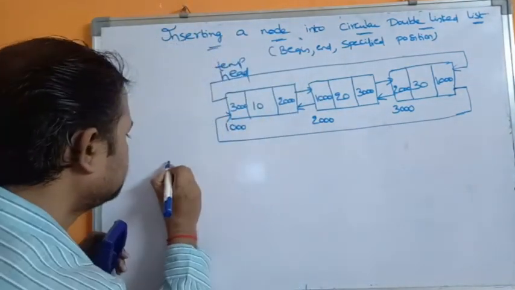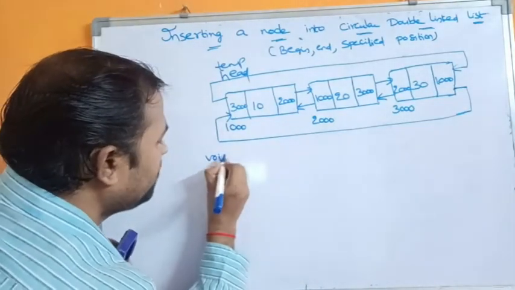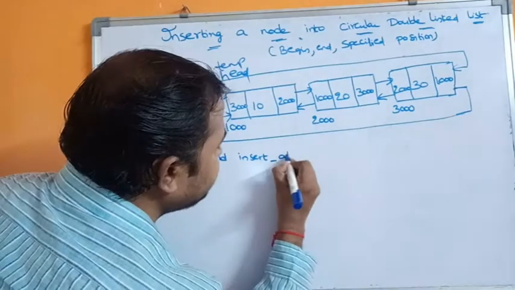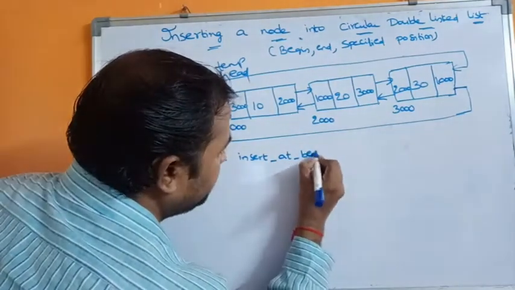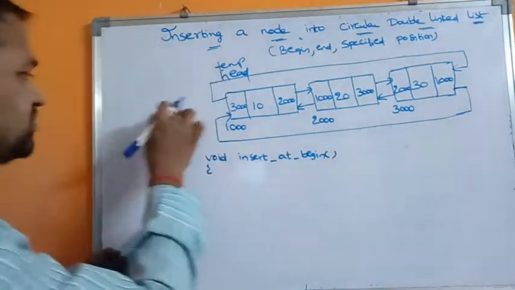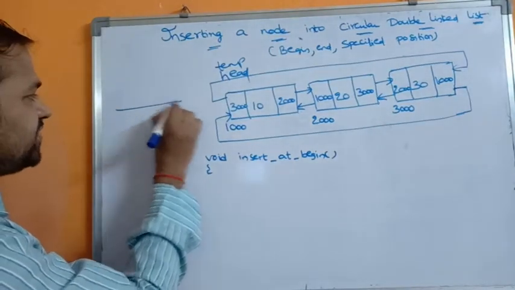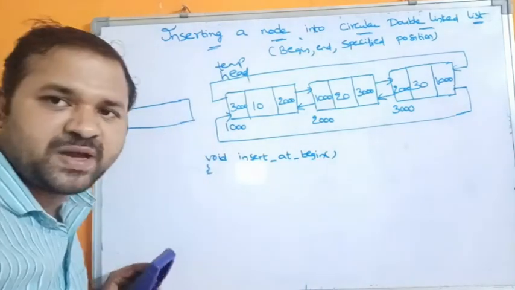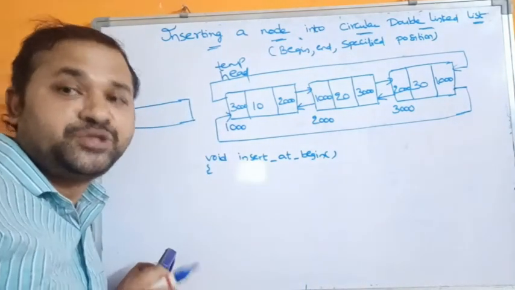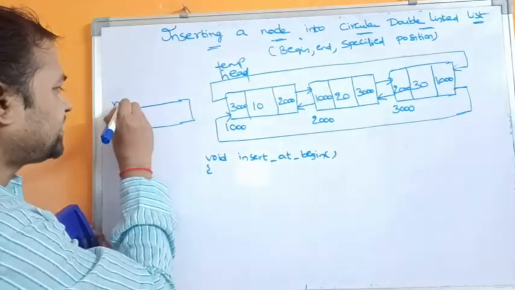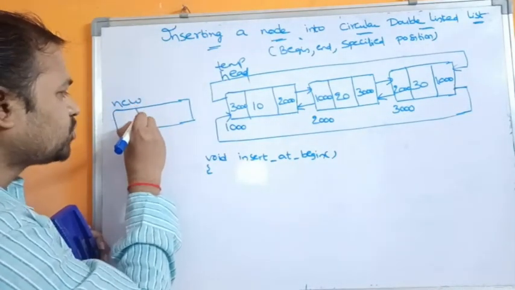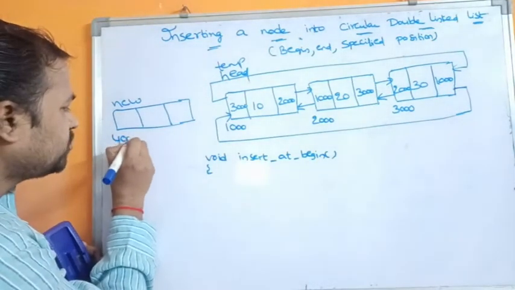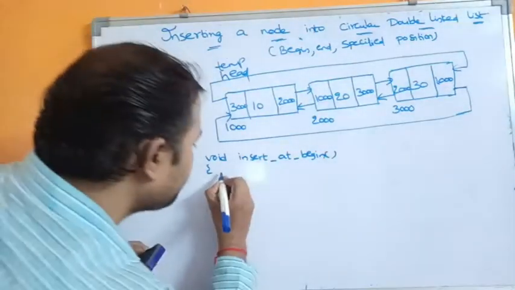So void, let name of the function is insert underscore. First let us insert the node at beginning position. So this is the beginning position. So here we have to allocate memory for the node. In order to allocate memory for the node, we are using new structure variable. Here node contains totally 3 fields: previous field, data field and next field. Let address of the node is 4000. So first allocate memory for the node.